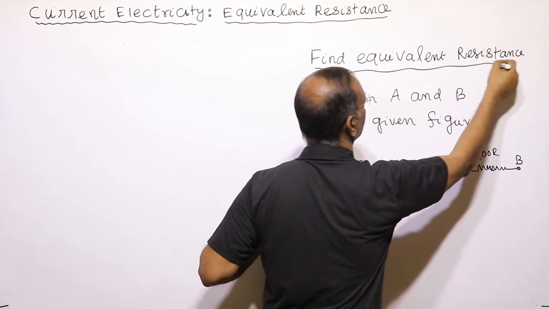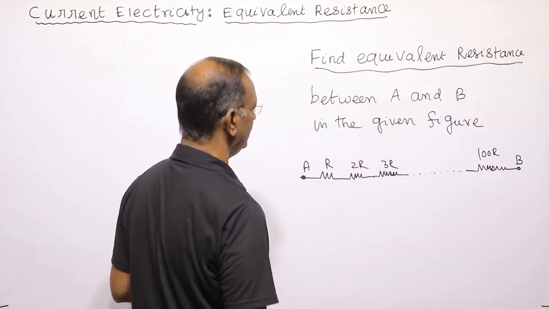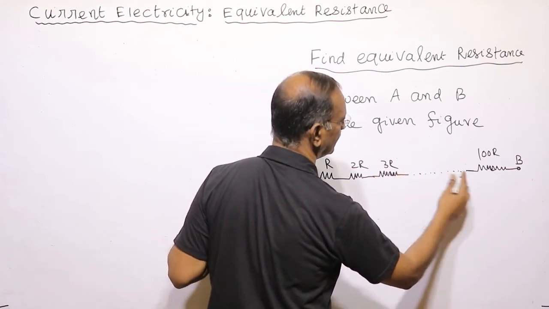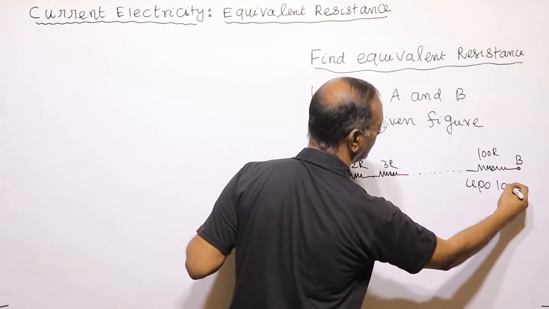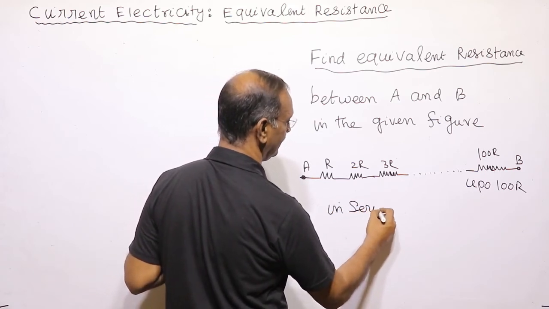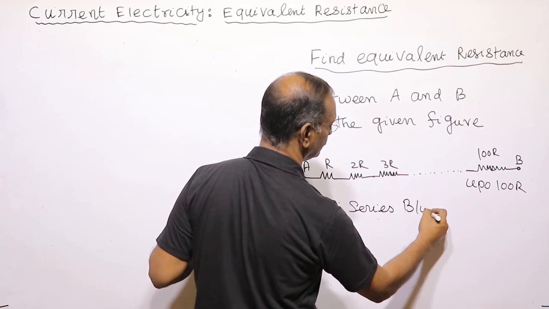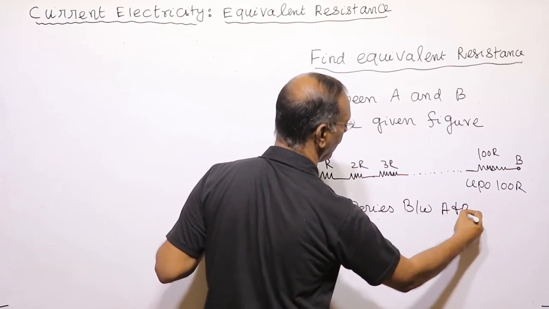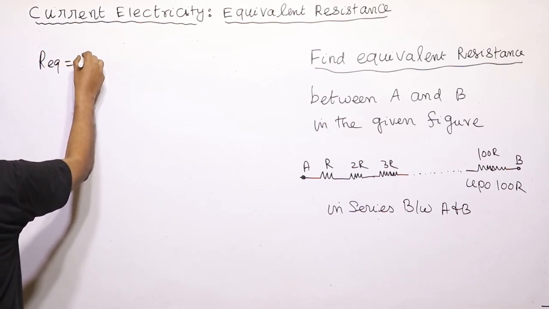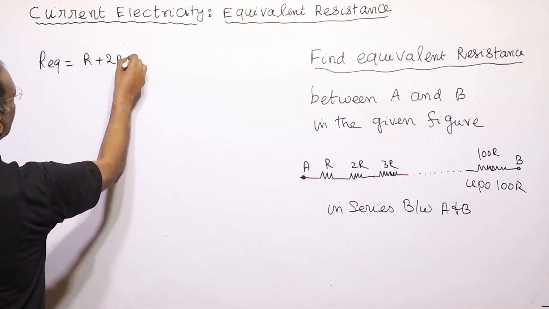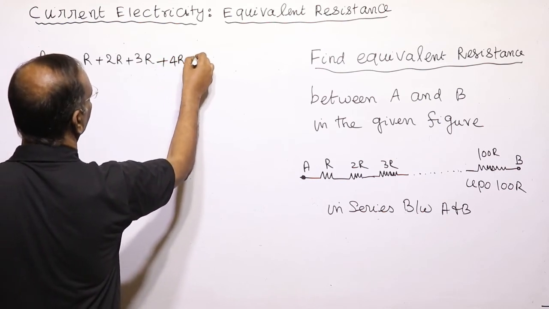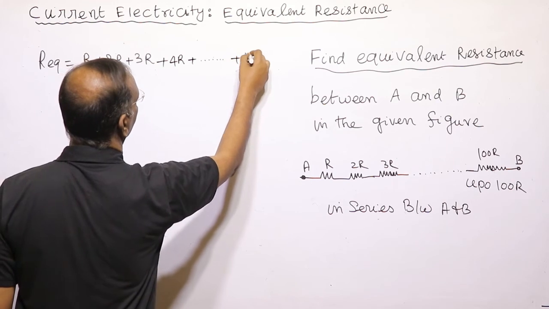Find the equivalent resistance between A and B. This is point A, then R, 2R, 3R, 4R, 5R, 6R, 7R, 8R, up to 100R, connected in series between A and B. So it is in series, so R equivalent is equal to R plus 2R plus 3R plus 4R and keep moving up to plus 100R.